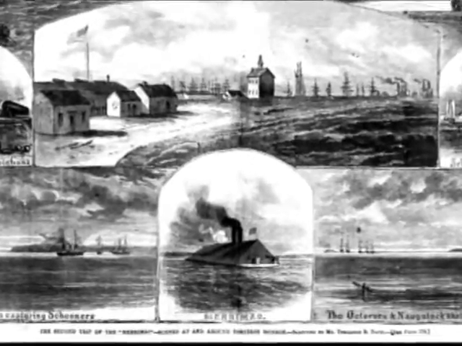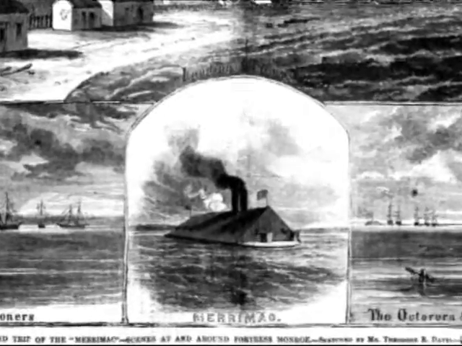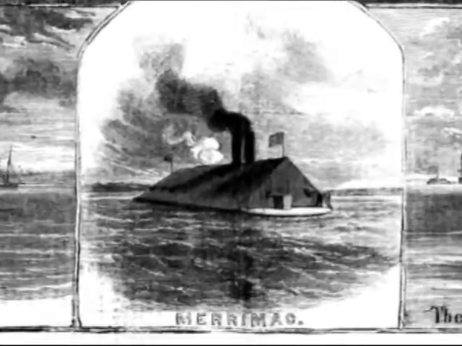The North and South were so determined to destroy each other that they even developed ironclad warships. The warships looked like floating houses and were effective at increasing the level of violence and death.